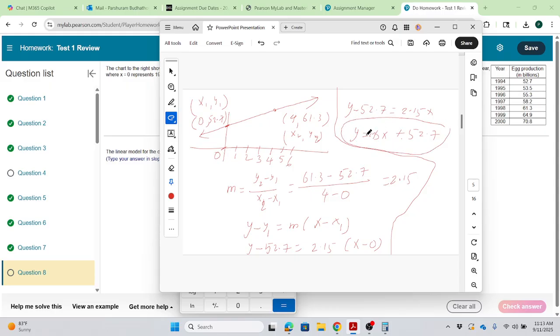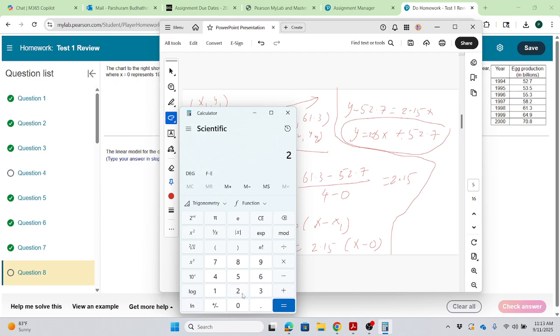Remember, this one is 2.15. So using this linear model, we would like to predict what the egg production would be in 2000. So from 1994 to 2000, the value of x is 6. So replace x by 6, multiply by 2.15 and add 52.7. So 2.15 times 6 plus 52.7. So that is the number of eggs, 65.6.